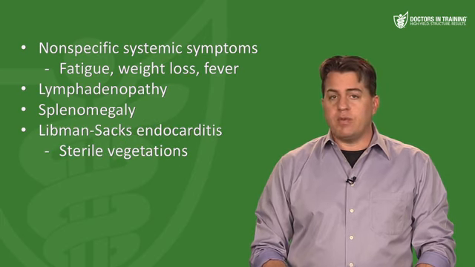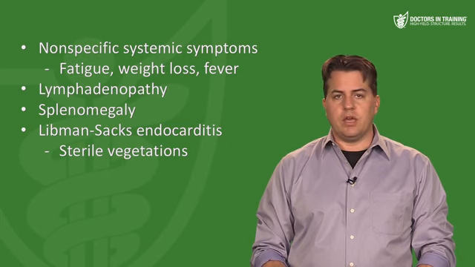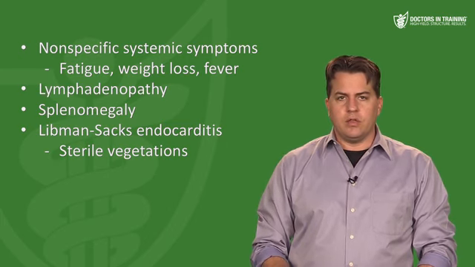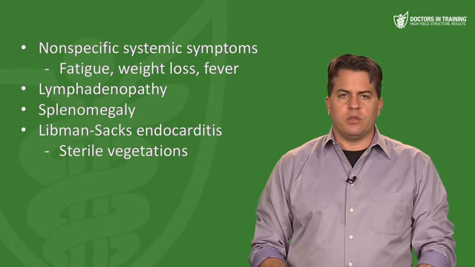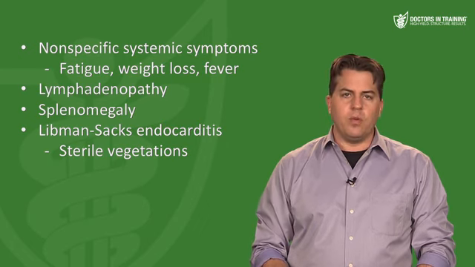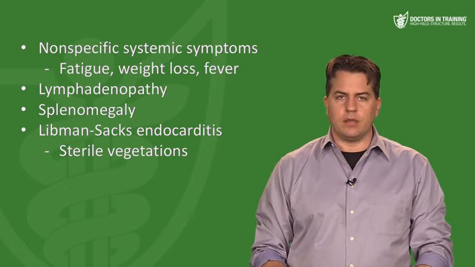Patients can acquire a type of endocarditis called Libman-Sacks endocarditis, where they have sterile vegetations on their heart valves. So these look like the vegetations of bacterial endocarditis, but nothing grows on culture. They're sterile vegetations. So it may help you to remember that patients with SLE can get LSE, or Libman-Sacks endocarditis.